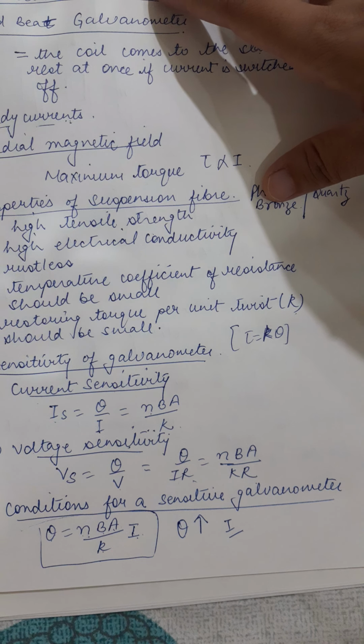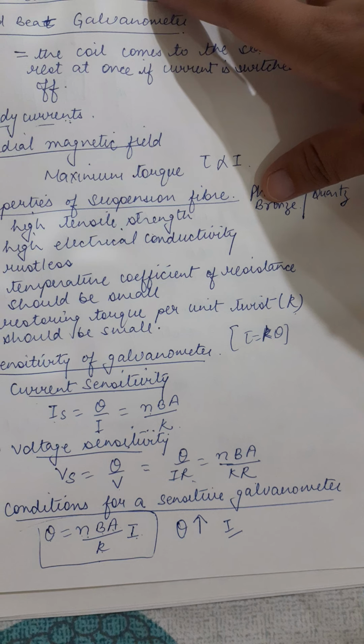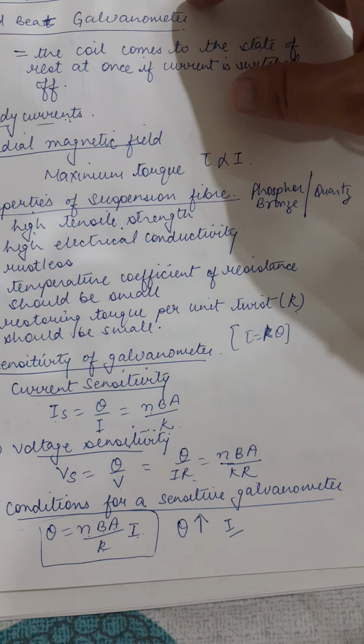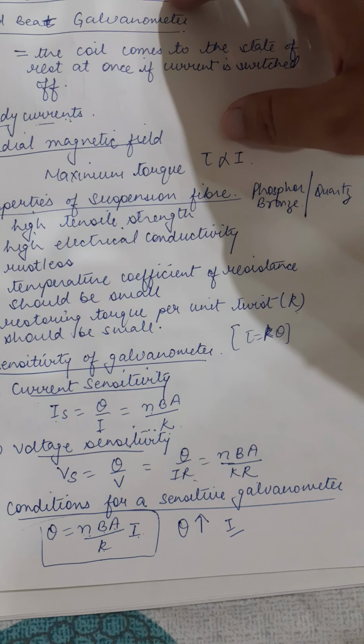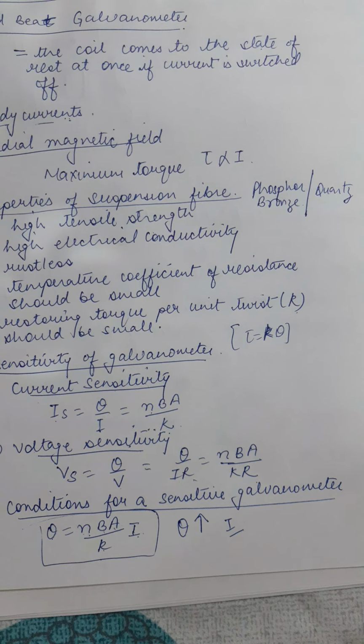Now, where are moving coil galvanometers used? They can be used to detect and measure a very small current. They can be converted into ammeters, they can be converted into voltmeters, and they can also be converted into avometers. Avometers means ammeter, voltmeter, and ohm meter collectively, by using an arrangement of resistances in it.